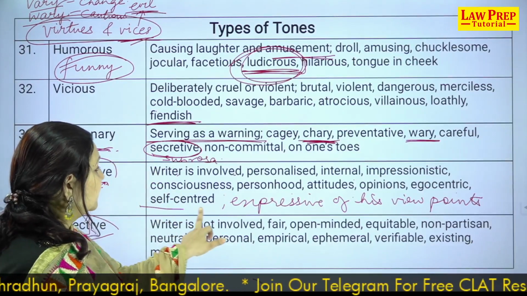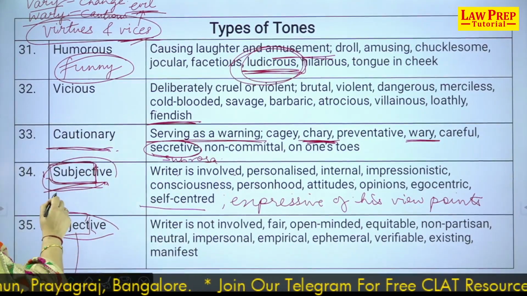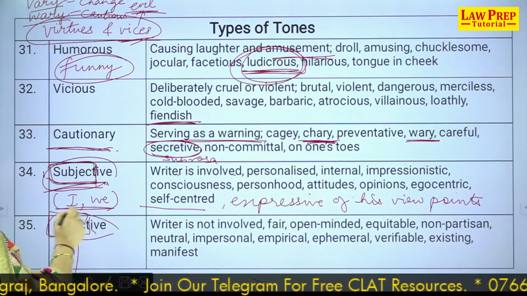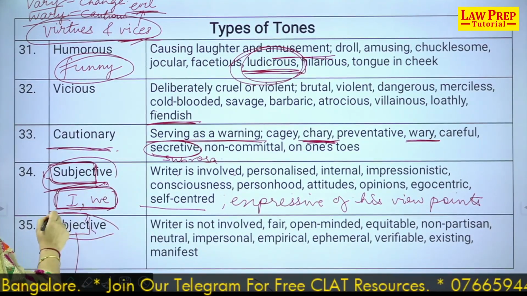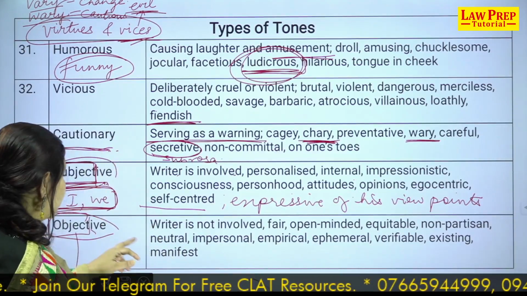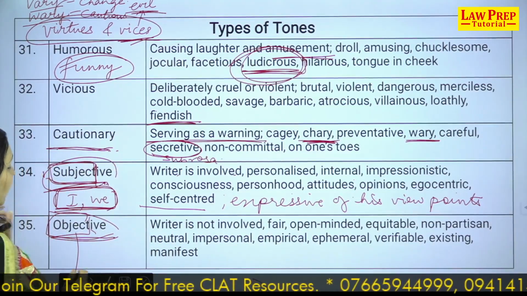This is writer's involvement. This is carrying the words I or we with it. I repeat, what does it carry? I or we with it, right? The objective tone doesn't have I and we, first thing.